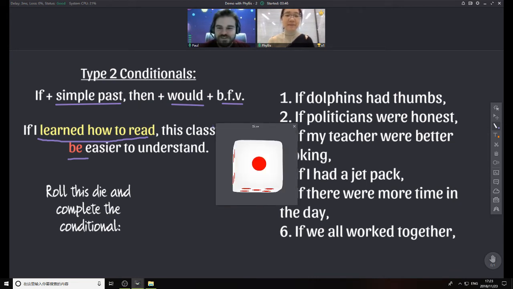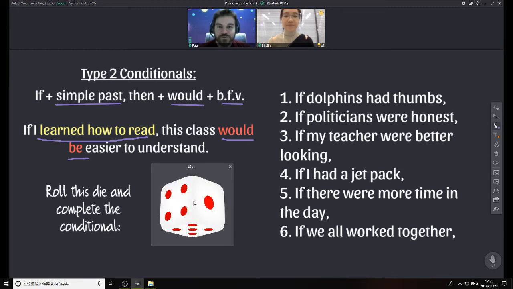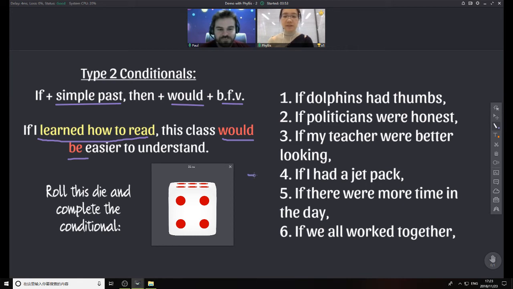So here's an activity you can do. You can use the dice to roll and get a sentence tag, an if clause. Number four, if I had a jetpack. Do you know what a jetpack is? It's like a backpack, and you push a button, poof, you can fly. So if I had a jetpack, then I would never be late for work. You will never come back to work. That's probably true. I would just fly everywhere. No, I would never ride the subway. That's for sure.